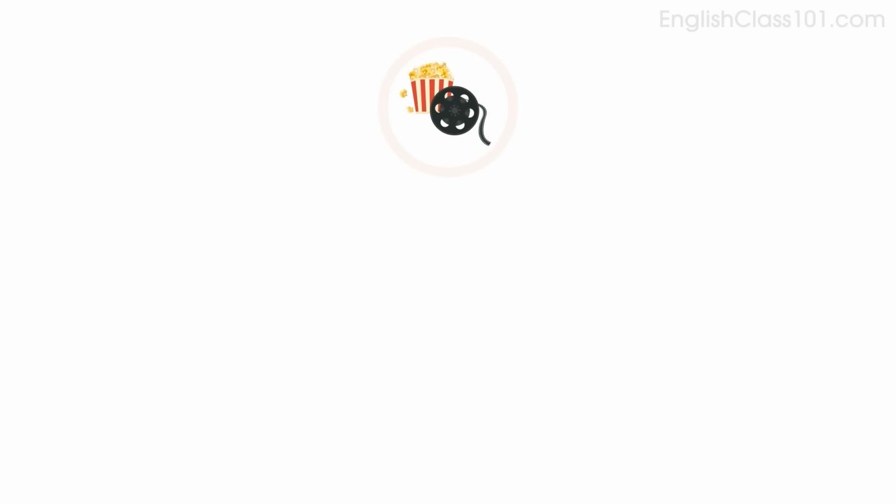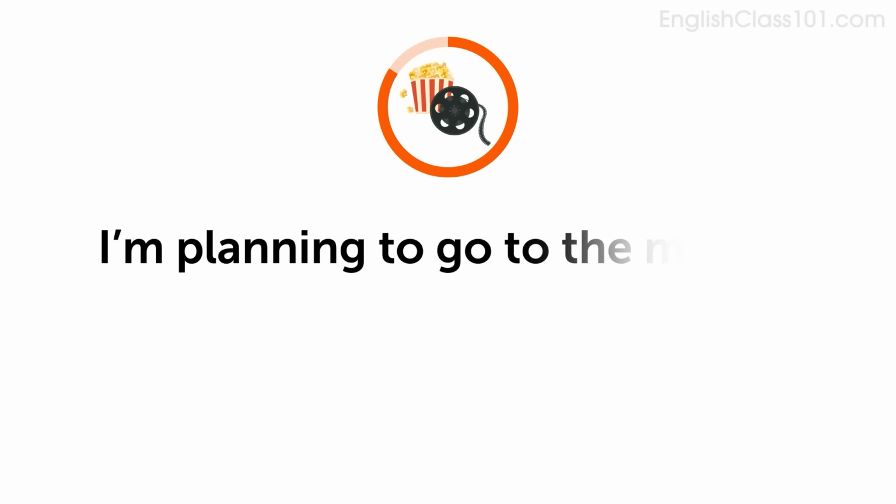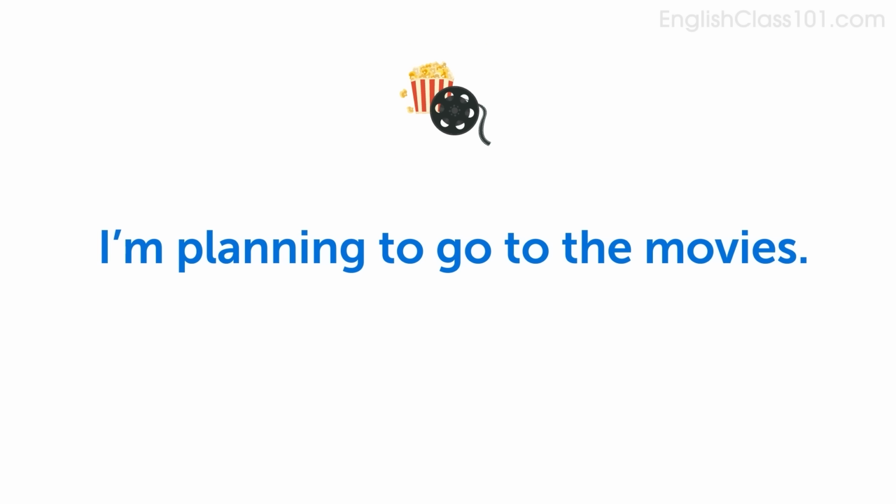Now imagine you're planning to go to the movies. Do you remember how to say, go to the movies? Go to the movies. Say, I'm planning to go to the movies. I'm planning to go to the movies. Now, answer the question saying you're planning to go to the movies. What are you doing for 4th of July? I'm planning to go to the movies.